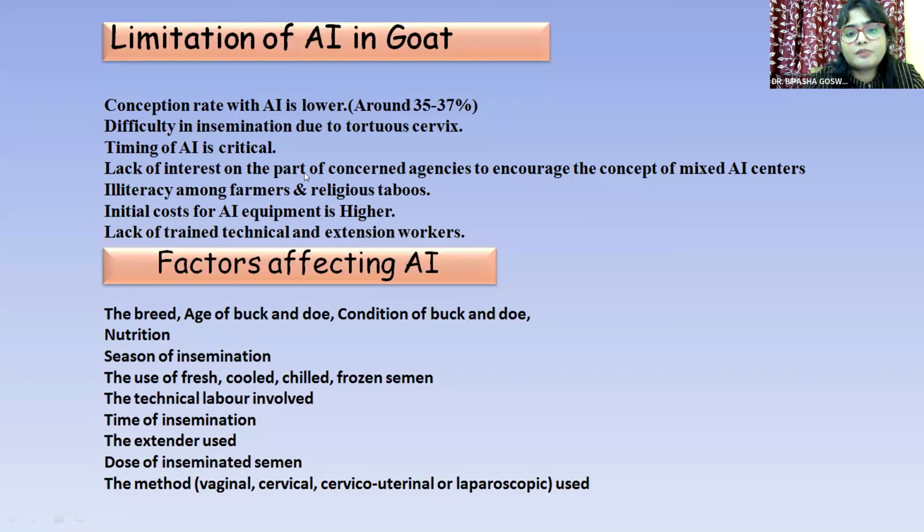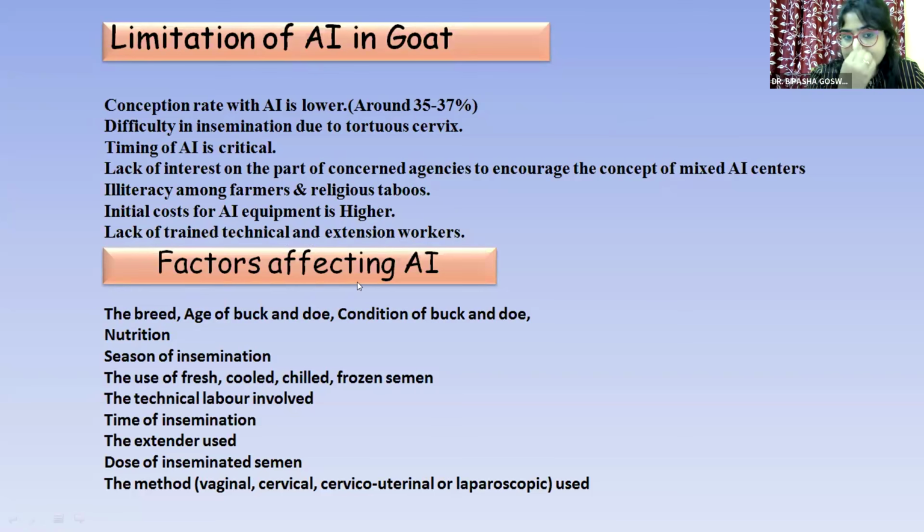Lack of interest on the part of the concerned agency to encourage the concept of the mixed AI center, illiteracy among the farmers, and there are some religious taboos because natural mating is completely prohibited here. The initial cost of AI equipment is very high, and there is a lack of trained technical and extension workers, though there are different institutes giving training on this AI procedure.